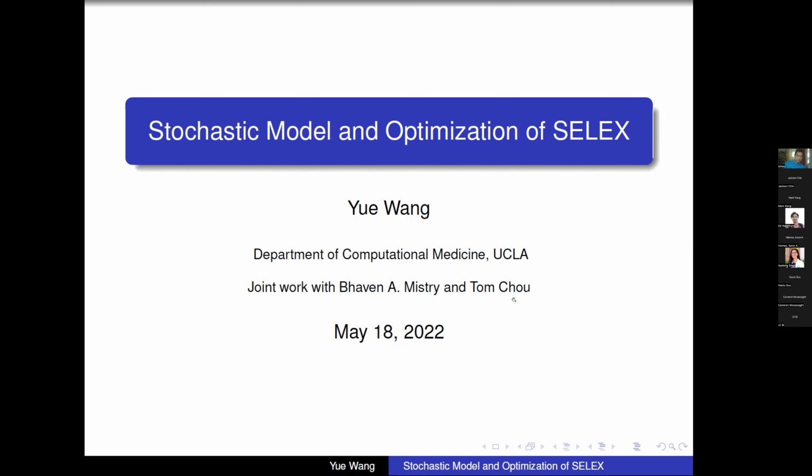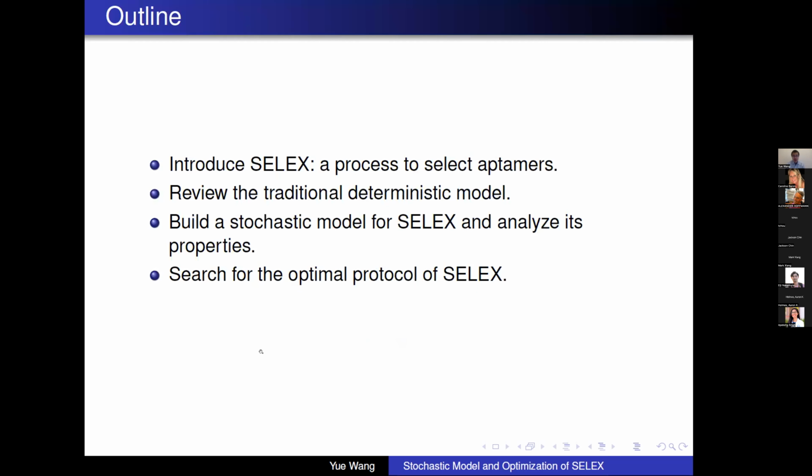So my talk is stochastic model and optimization of SELEX. I will first introduce SELEX, which is a process to select aptamers. And I will review the traditional deterministic model. And then I build a stochastic model for SELEX and analyze its properties. And last, I will search for the optimal protocol of SELEX.